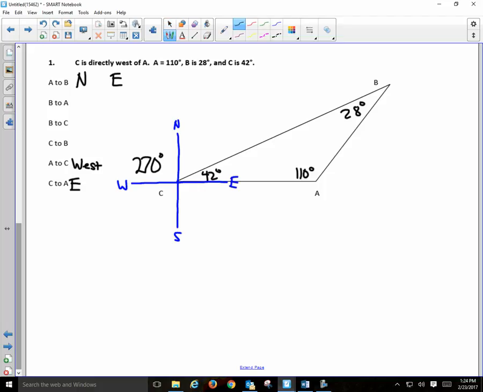East. Give me a numerical bearing between 0 and 360. 90 degrees. So we're okay with that. As I'm standing at C, what's the general direction to get from C to B? Northeast.